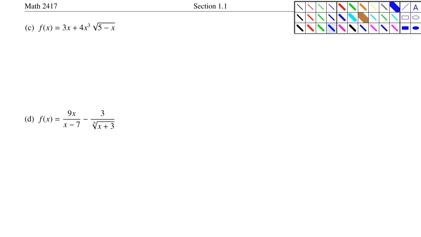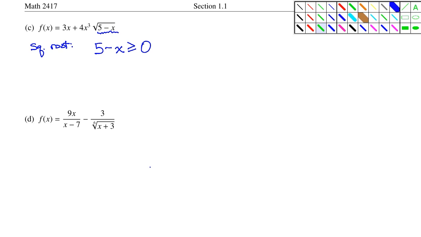Example C. F of x is equal to 3x plus 4x cubed times the square root of 5 minus x. So in this case, we're looking for the domain. We do have a square root, and the rule is that the inside of the square root cannot be negative. So I'm going to go ahead and affirmatively find what this could be. If it can't be negative, that means it could be greater than or equal to 0.